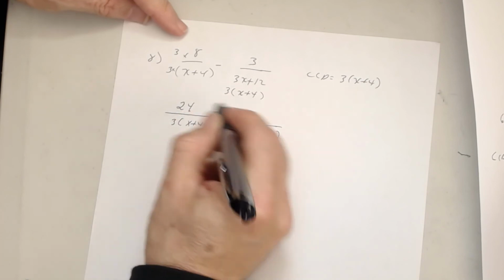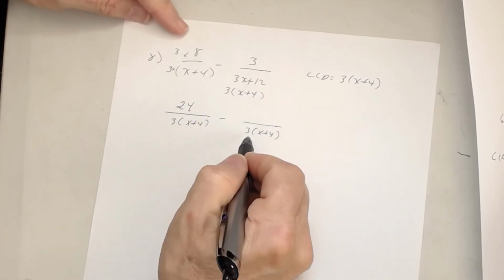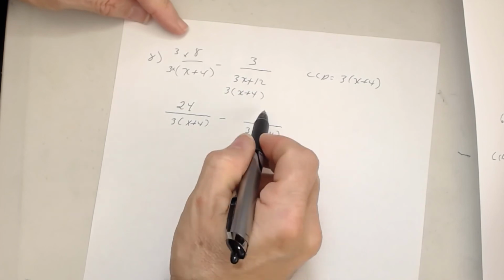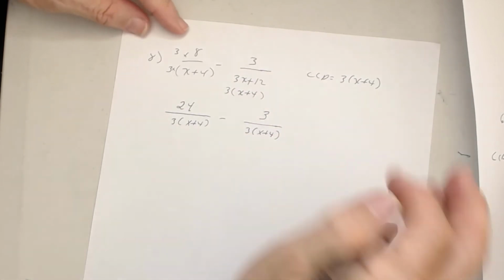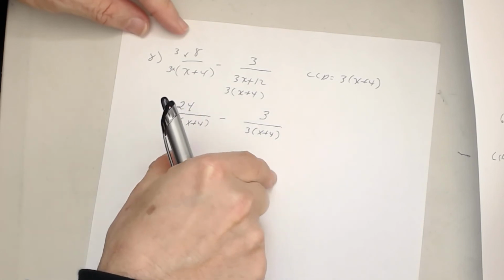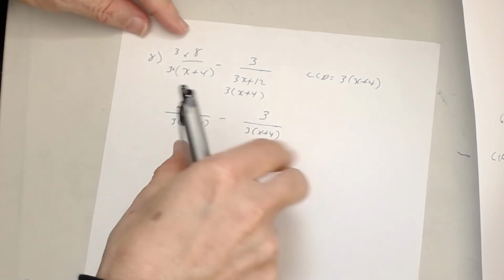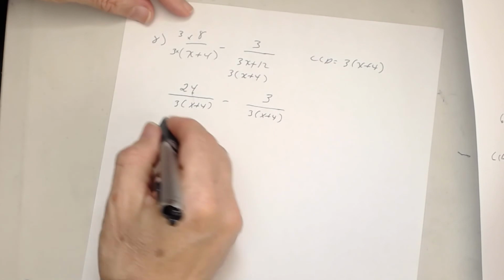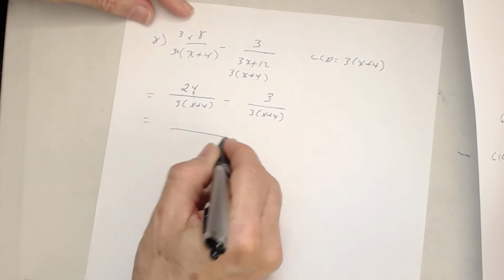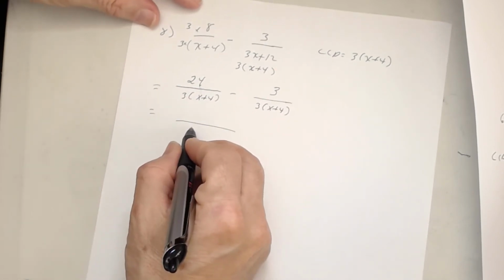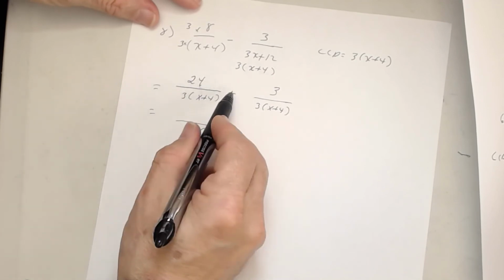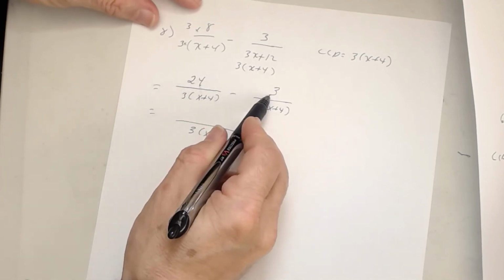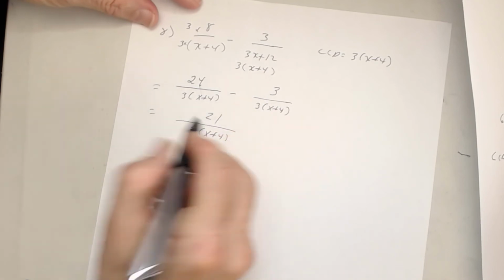This is what I have. This is what I want. Notice those are the same. So this has to be 3. Once you find the LCD, once you write your equivalent fractions, the next step is to write as one fraction. So what's going to be the denominator? Now the numerator is 24 minus 3, which is 21. So that's where I'm at.